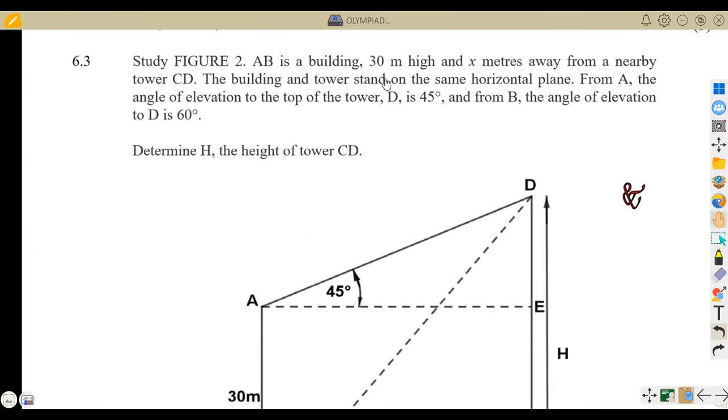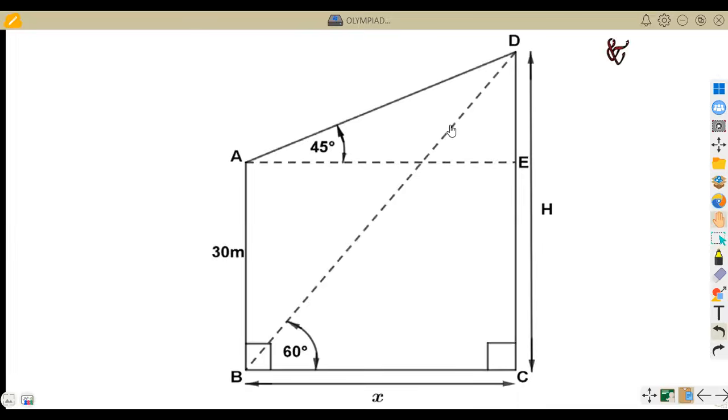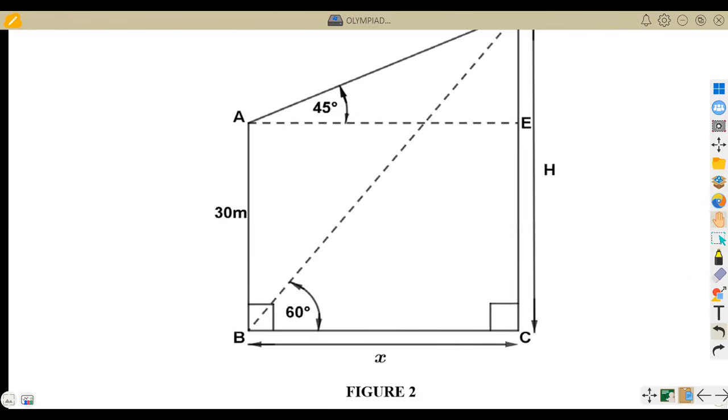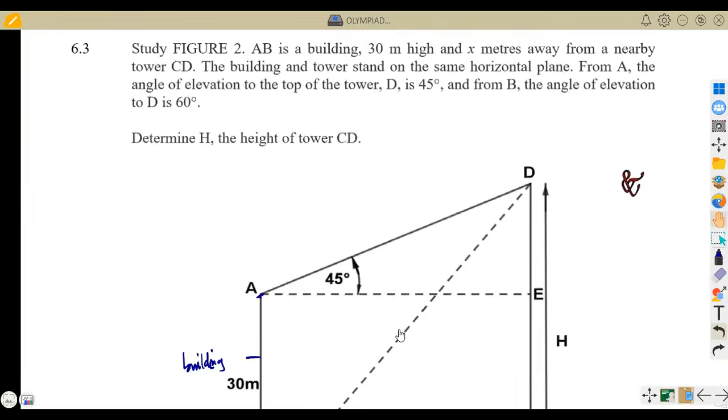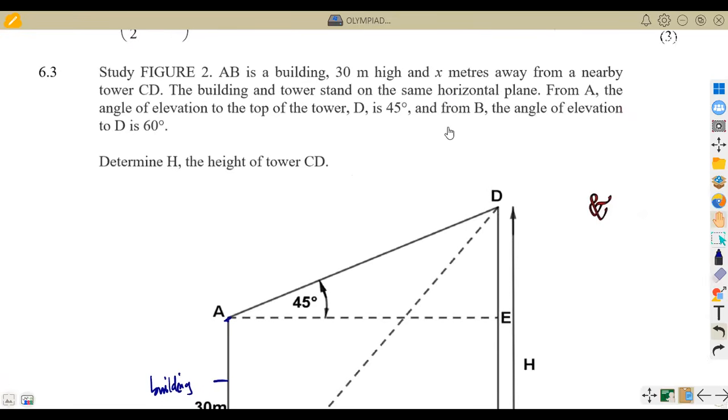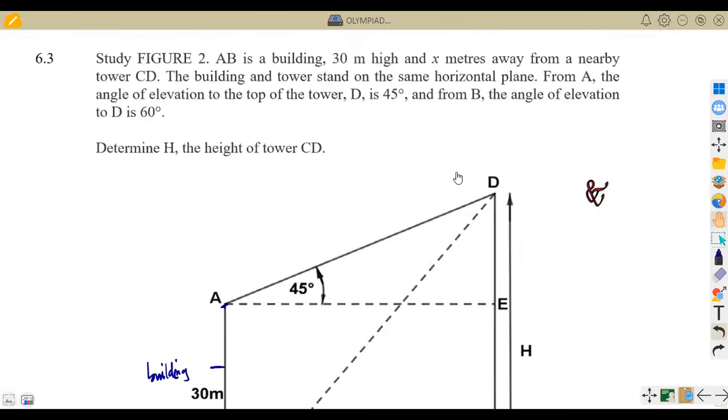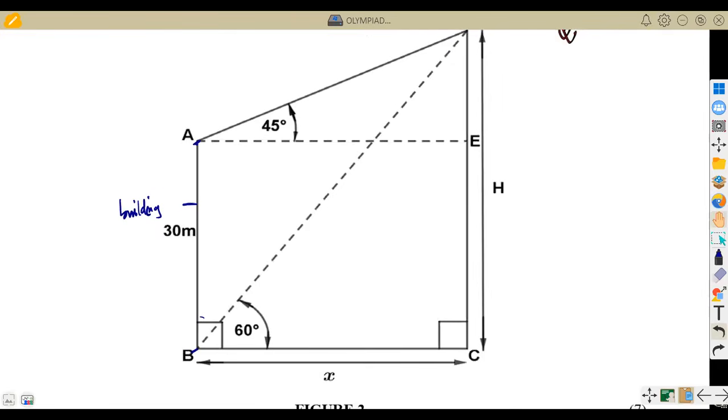AB is a building 30 meters high. So AB is a building, which is this AB. So from A to B, we've got a building here. So this is our building, which is 30 meters high from A to B. Then we are given that X meters away from a nearby tower CD. So we've got a building, then we've got CD, which is representing a tower.